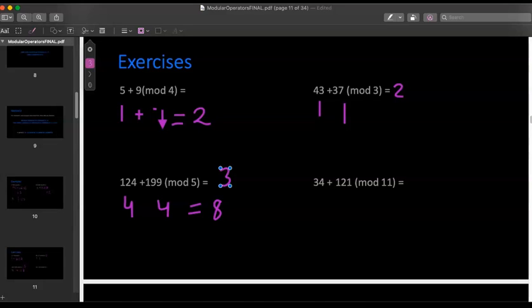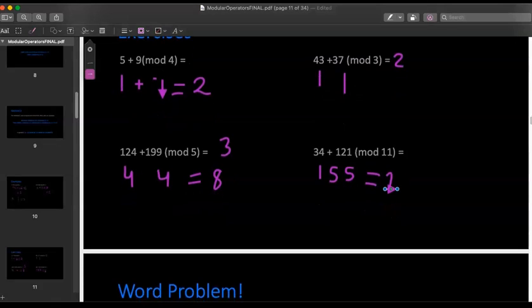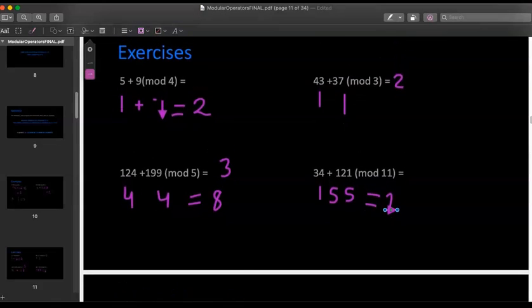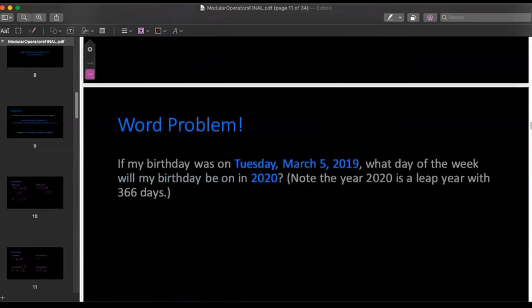Okay, so I did 121 plus 34 equals 155. Okay. And then 155 divided by 11 has a remainder of 1. No, it's a remainder of 1. Perfect. Yeah, so 155 mod 11, that equals 1. Perfect. Thank you. All right, so those were pretty awesome, right? So we can get into another word problem here.